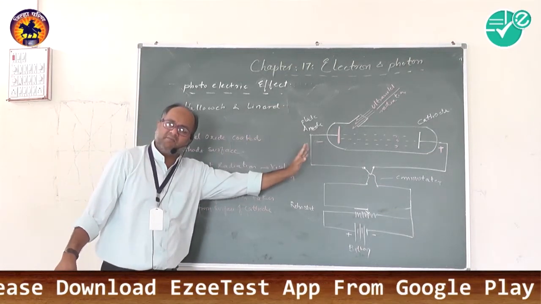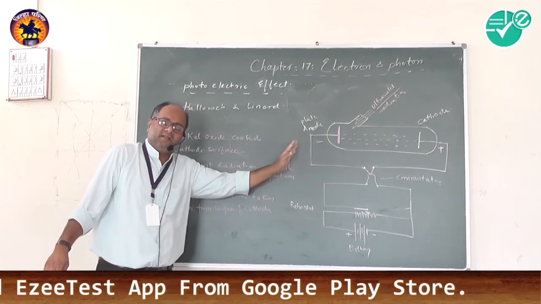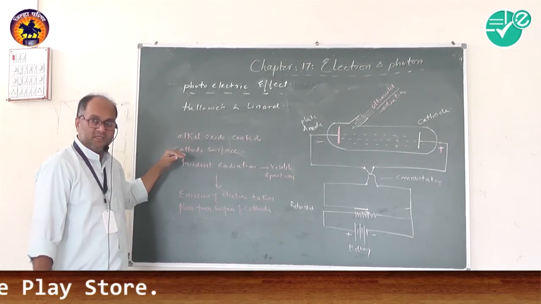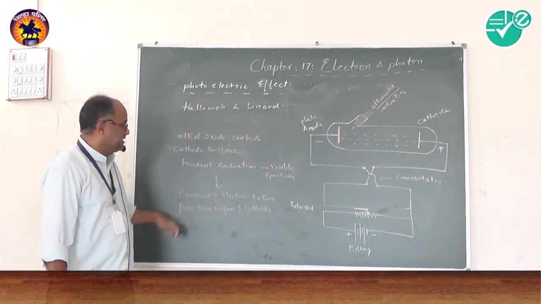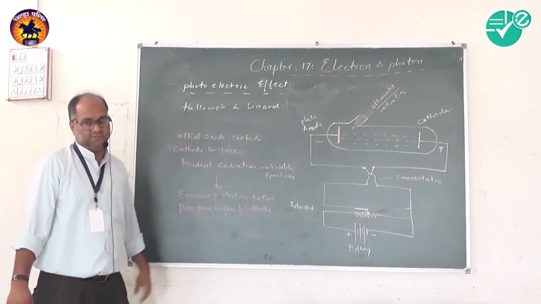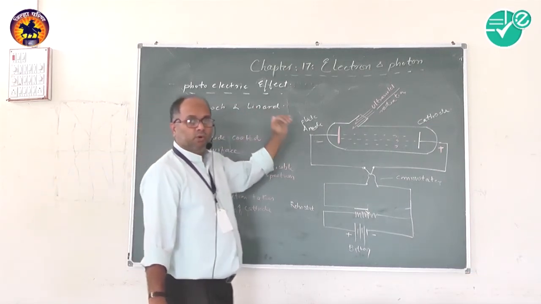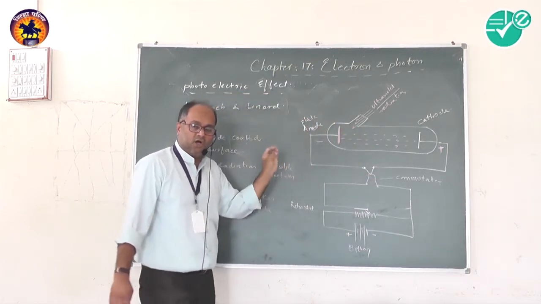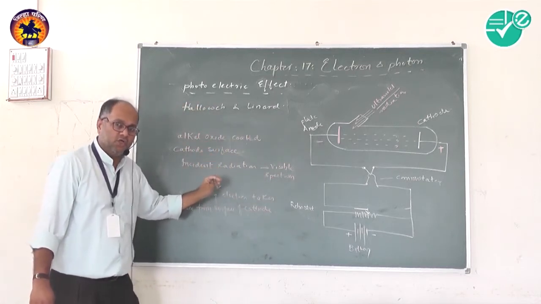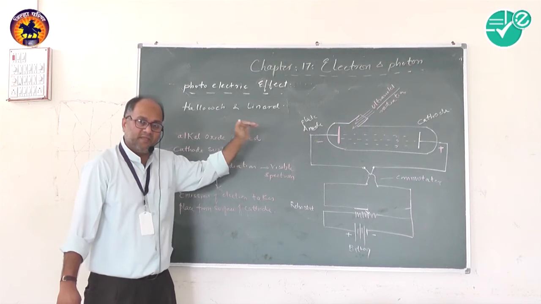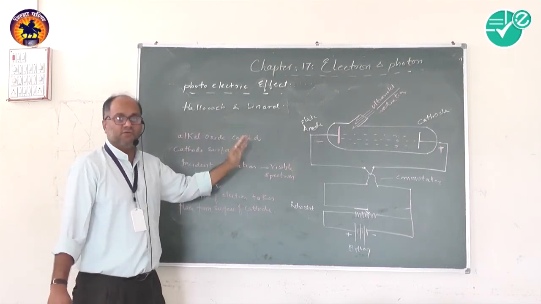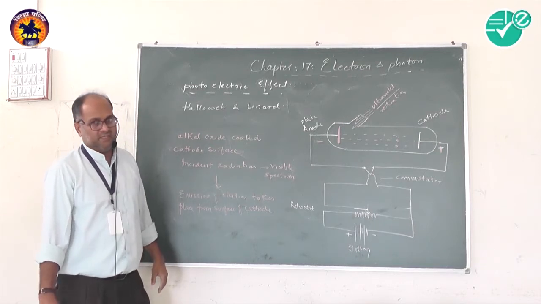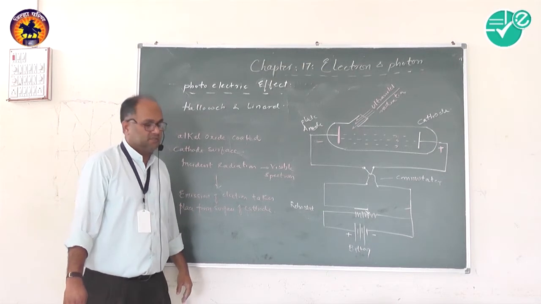Initially they performed the experiment with ultraviolet radiations for the general metals, but later they converted it into alkali oxide coated cathodes with incident radiations of the visible spectrum, and they got the emission. So this phenomenon is called photoelectric emission. Emission of electrons from the surface of a cathode when light radiations are incident on it is called photoelectric emission.